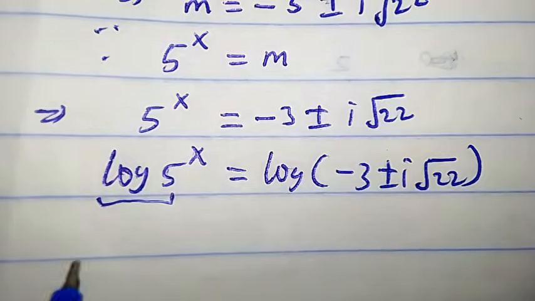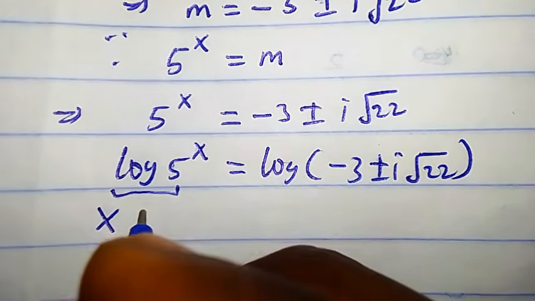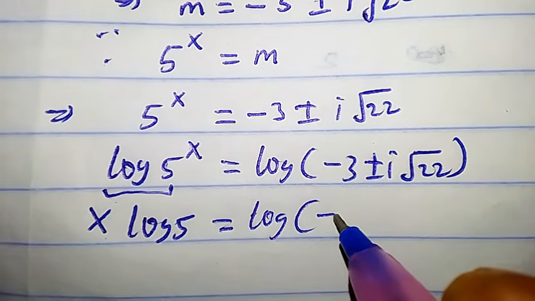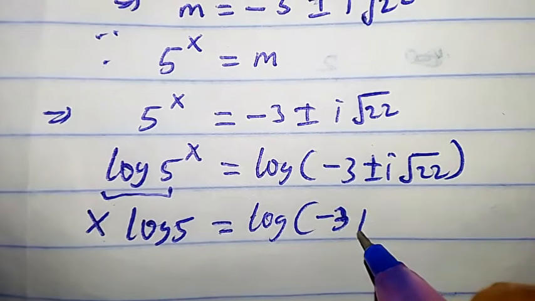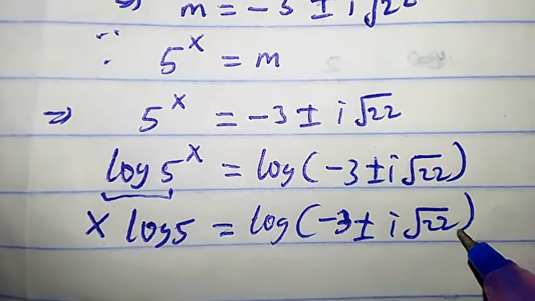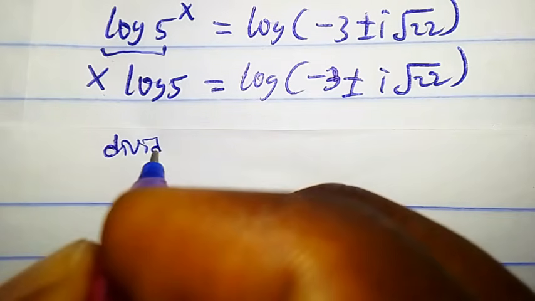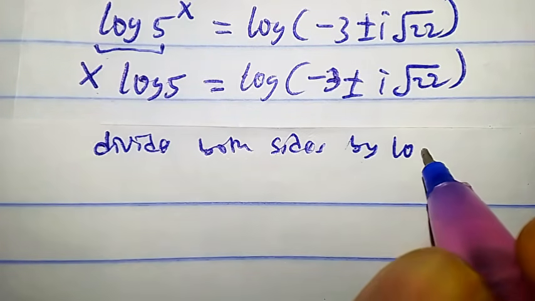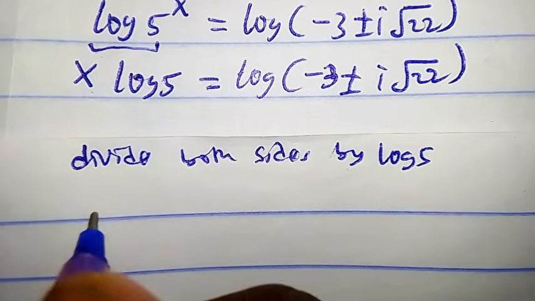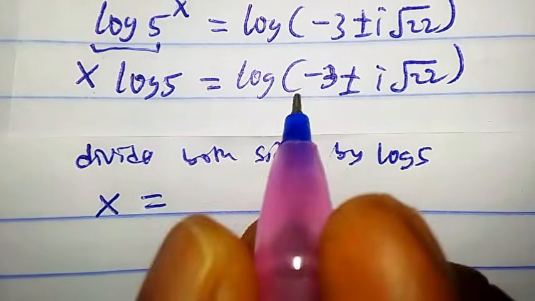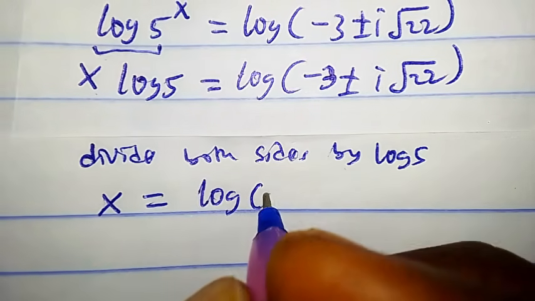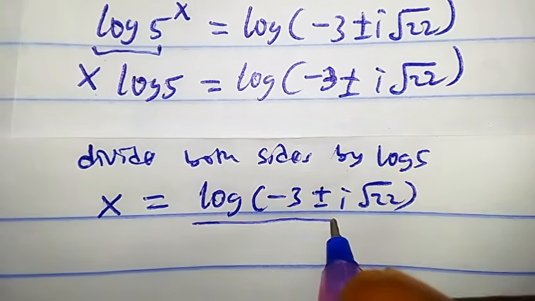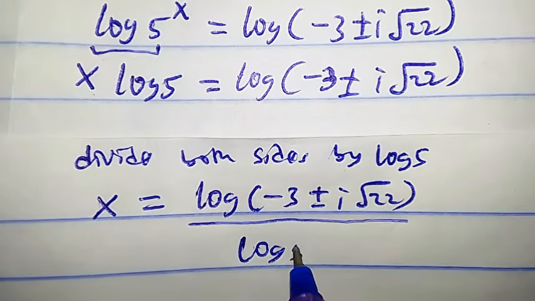This left hand side could be written as x times log 5 equal to log of minus 3, this is 3, plus or minus i times square root of 22. Now, divide both sides by log 5. Doing that, we simply have x equal to the right hand side, log of minus 3 plus or minus i times square root of 22, divided by log 5.